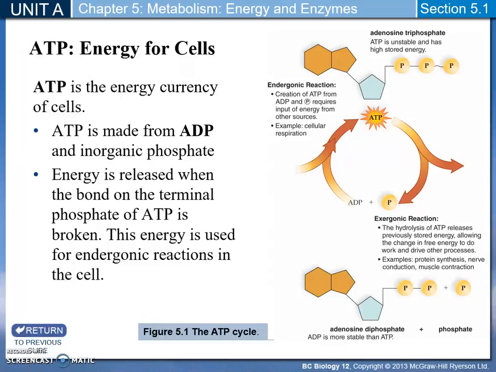So we have ATP, adenosine triphosphate. You can see that the 3 phosphate groups are attached there. And when one of the phosphate groups is separated, then energy is released from that. So that in itself is actually an exergonic reaction. What you end up with is ADP, adenosine diphosphate, plus a free phosphate. And the energy that is released by that particular reaction can be used by other reactions that require energy for them to take place.